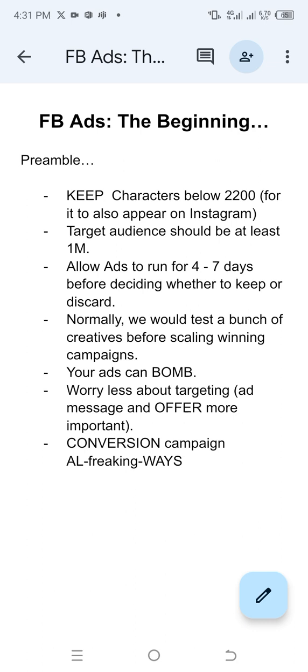You should also worry less about targeting. Ad message and offer are now more important. So in the early days of Facebook ads, I don't think I would say I was part of the early days, because I started marketing in 2014, and Facebook had become a bit popular among internet marketers. But I would say I was close to those people who first used Facebook ads.